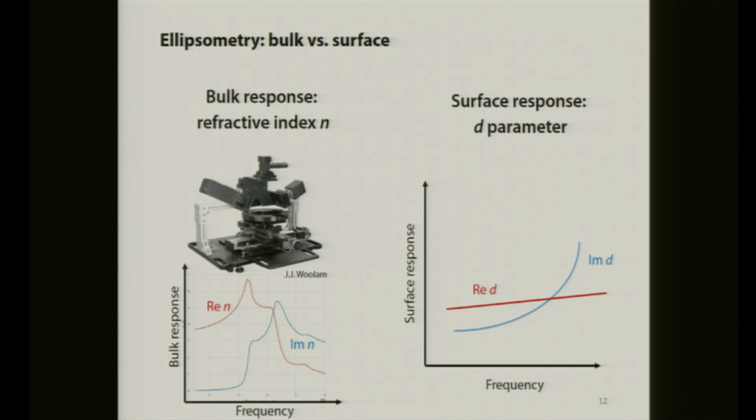Because we know that if you want to measure the refractive index of the bulk, you have to use ellipsometry and can get the real part and imaginary part of the permittivity of a given material. Our aim is to invent a procedure that allows us to measure the D parameter, both real and imaginary parts, as a function of frequency. So we refer to it as the ellipsometry for a surface.